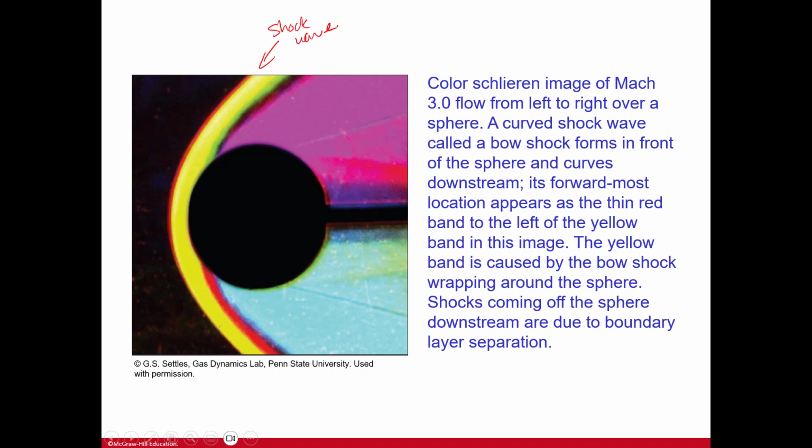So you have a shock wave that curves downstream, and the forwardmost location appears as a thin red band. And then the yellow band of the image is caused by the bow shock wrapping around the sphere. And then the shocks coming off the sphere downstream are due to the boundary layer separation. So this is just showing you the complete shock wave in front.